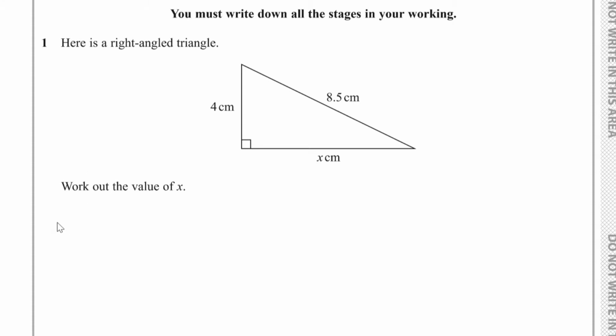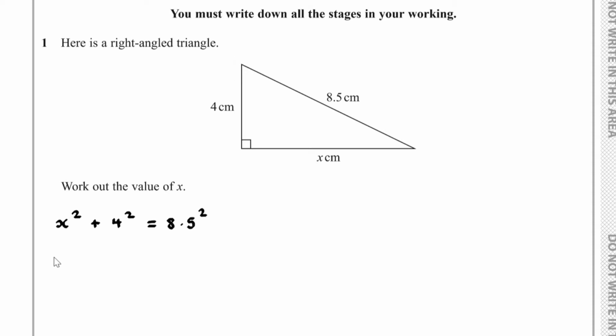We have x squared plus 4 squared equals 8.5 squared. The sum of the squares of the two shorter sides is equal to the square of the hypotenuse.